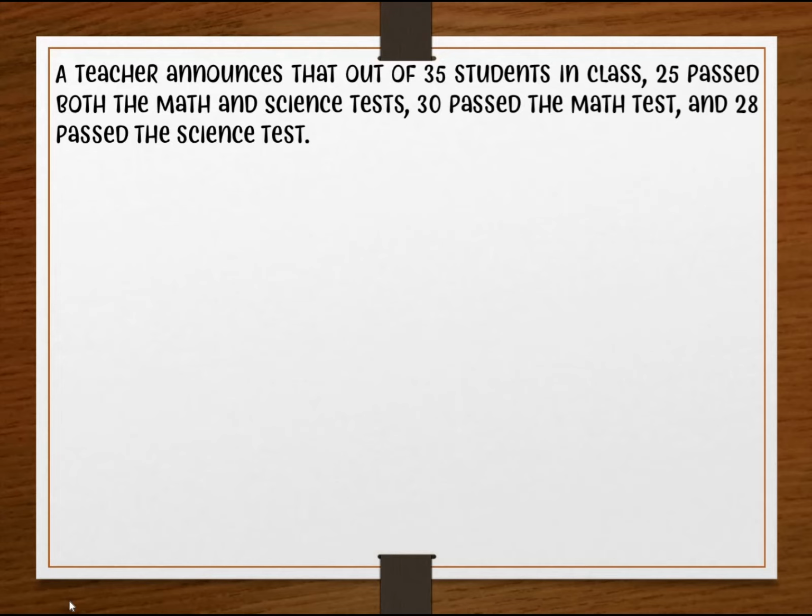A teacher announces that out of 35 students in class, 25 passed both math and science tests, 30 passed the math test, and 28 passed the science test. So, we use concepts of Venn diagrams in answering questions like this. How many students passed science only?